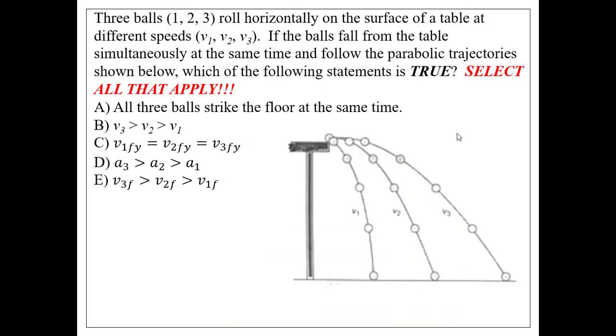On this one right here, it says here are 3 balls, 1, 2, 3, rolling out horizontally off of a table at different speeds, V1, V2, V3. If the balls fall from the table simultaneously and follow the parabolic trajectories shown below, which of the following statements is true? Select all that apply. All right, let's crack it out one at a time here. Choice A, all 3 balls strike the floor at the same time. Yes.